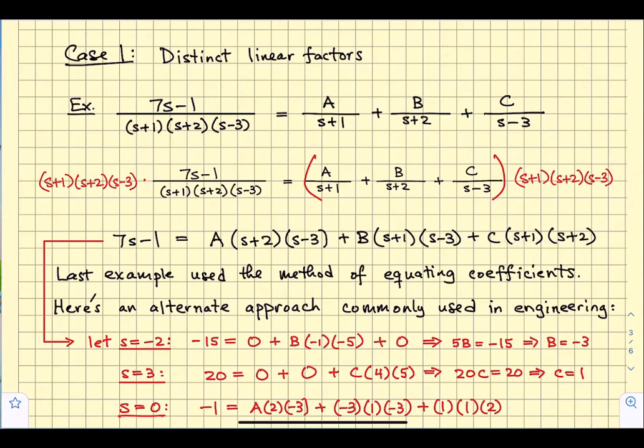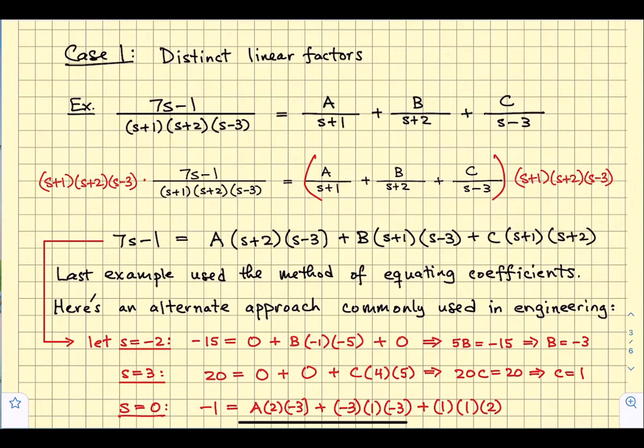In the last example when I did this, the method that I used was called equating coefficients, and what we did is we expanded all of our terms. We gathered our like terms, and then we equated coefficients. That's totally fine, perfectly legitimate. Here's an alternate approach that's commonly used in engineering. Sometimes it's called the cover-up method, and I'll explain why, or it's called the value substitution method.